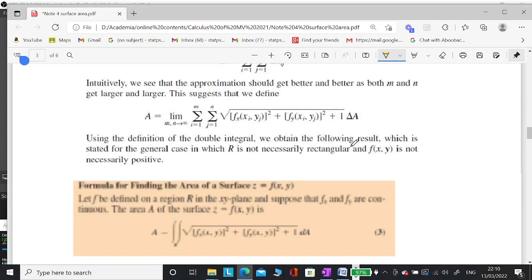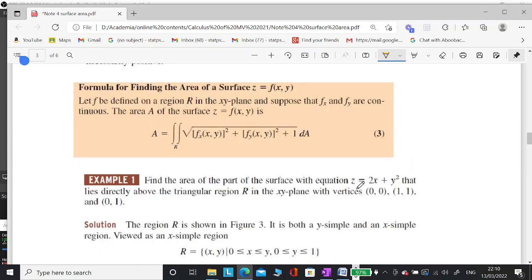Now we have this formula. Thus we get the Riemann sum, and when n and m tend to infinity, we get the double integral. If f is defined on a region R in the xy plane, and fx and fy are continuous, the area A of the surface z equal to f of x y is the double integral over R of the square root of fx of x y squared plus fy of x y squared plus 1, times dA. Let us see one example here.